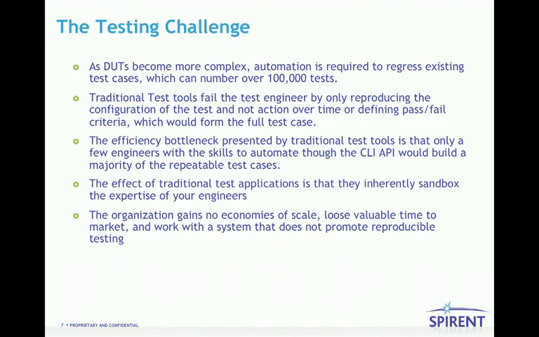As DUTs become more complex, automation is required to regress existing test cases, which can number over 100,000 tests. Traditional test tools fail the test engineer by only reproducing the configuration of the test and not actions over time or defining pass-fail criteria, which would form a full test case.